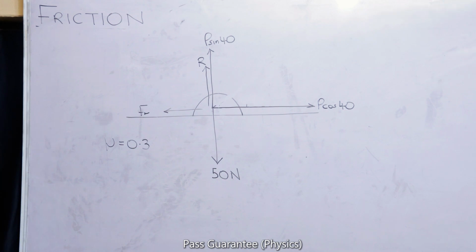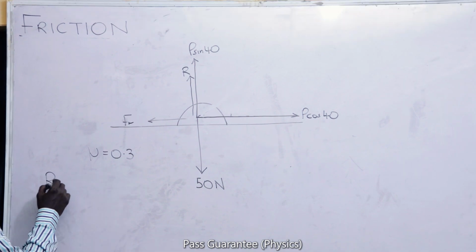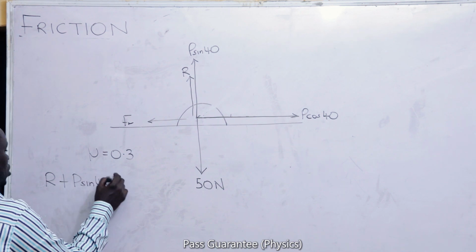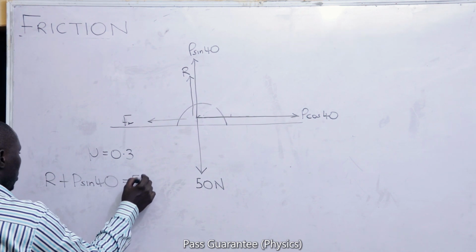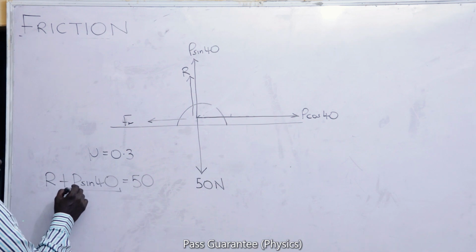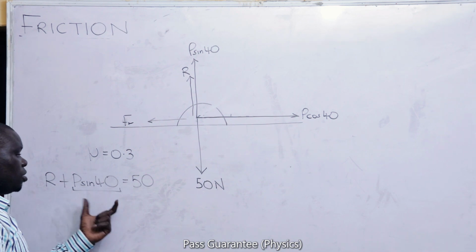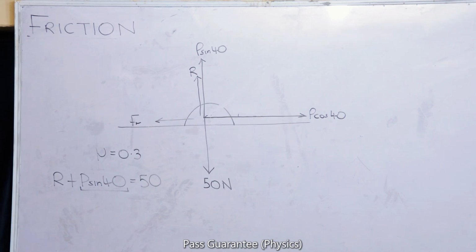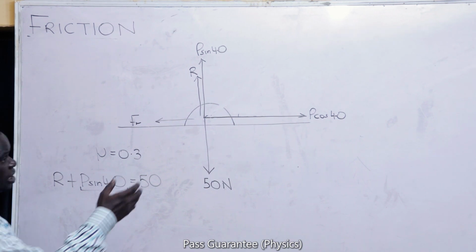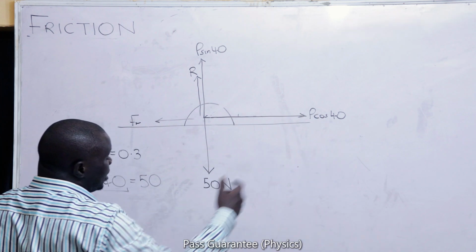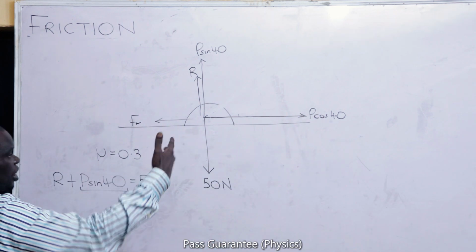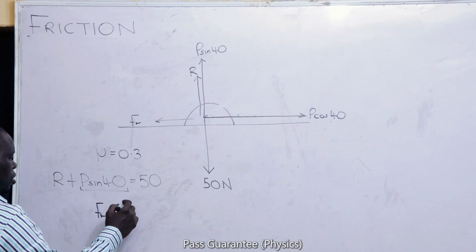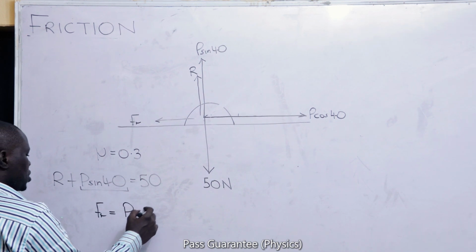It means that the total forces upward, R plus P sin 40, must be equal to 50. So the only thing the P force has been able to do is to increase the number of items required for our equilibrium equation. So we can also say that the sum of forces in the left direction must also be equal to the sum of forces in the right direction. So that way we can say that friction must be equal to P cos 40.